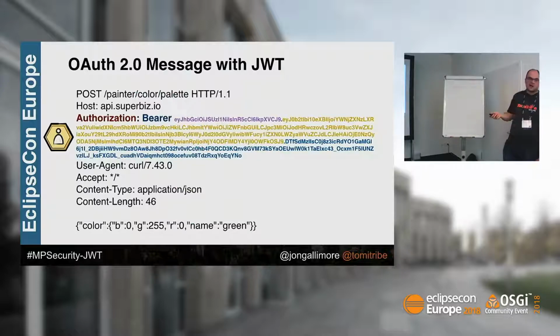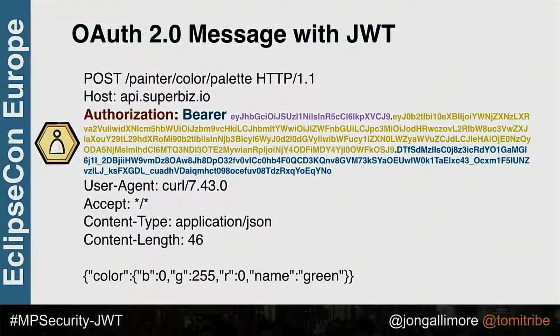In order to actually use the token, the process again is exactly the same. So we have the authorization header with the bearer scheme, but we're just using the JWT token. So the only thing that's really changing is the format of the token itself.